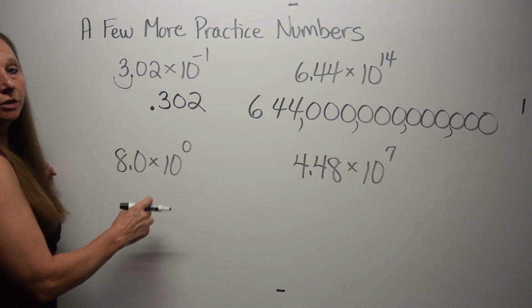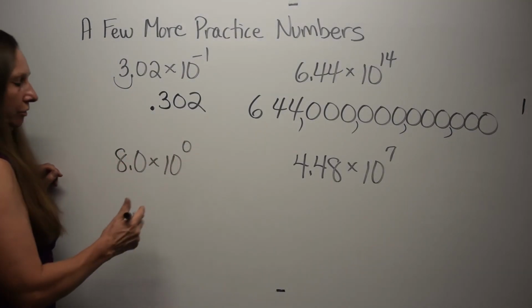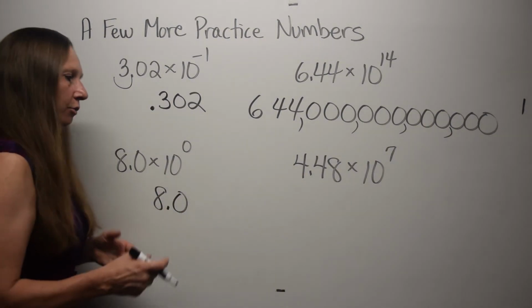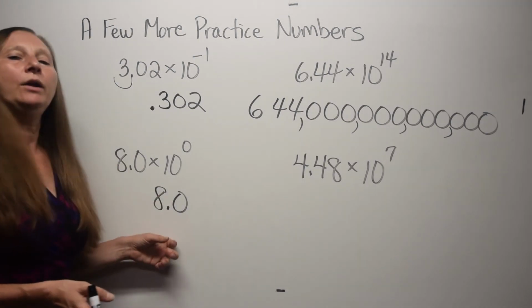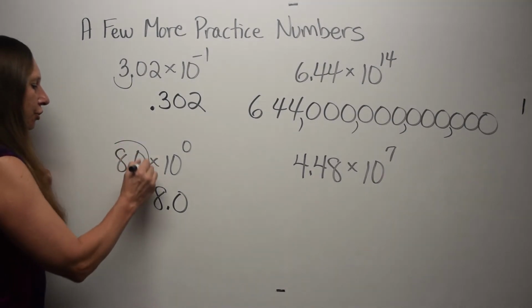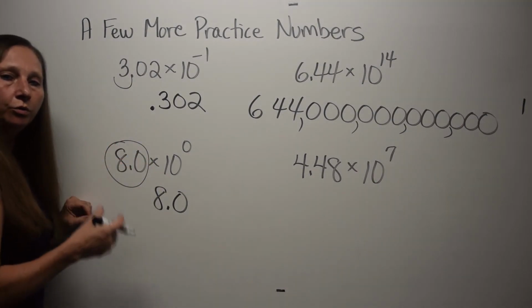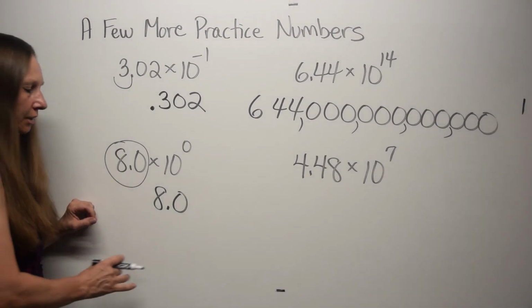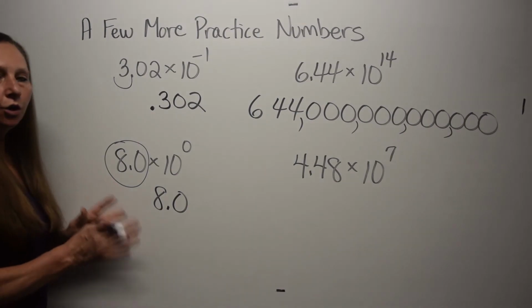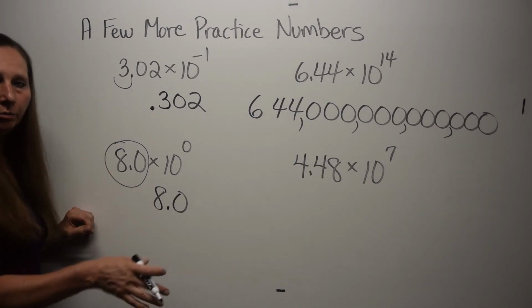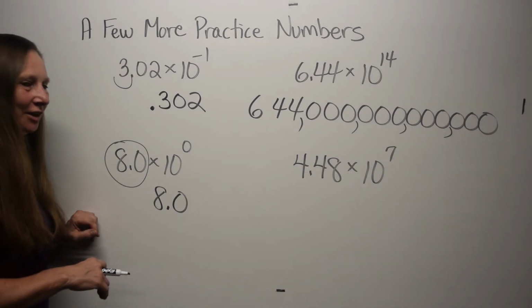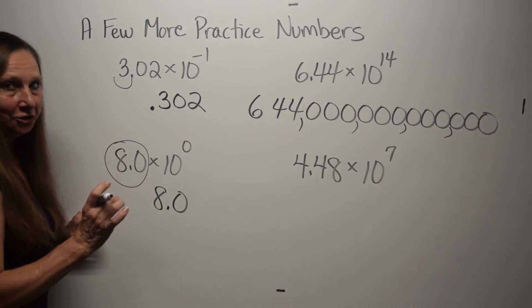Over here, 10 to the 0 is 1. 8.0 times 1 is just going to be 8.0. Right now, it doesn't really matter whether you put 8 or 8.0. When we do the video on significant figures, you will understand that these 2 numbers are both significant. That's why they're in the Mantissa. So this is showing that both the 8 and the 0 are significant. Don't worry about it for now. If you put 8 or 8.0 for now, it'll be okay. Unless your teacher already taught you significant figures, in which case 8.0 is correct.